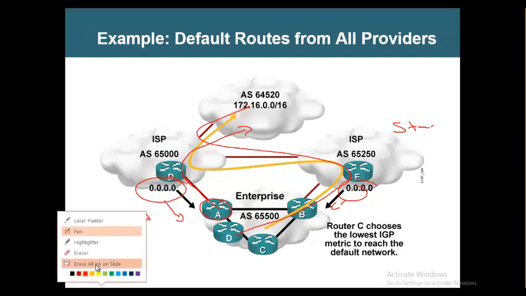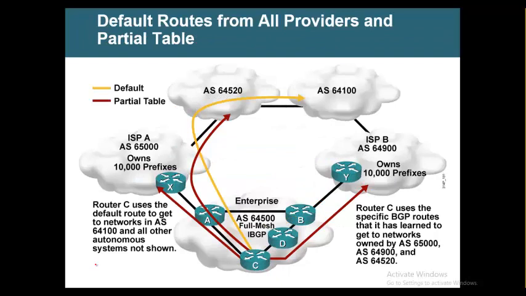Second way is learning partial routes. Meaning, for some well-known destinations, you allow the routes to come in. Say, for example, 10,000 prefixes learned from ISP A and ISP B. Only 10,000 prefixes, you have a clear, very precise route in the routing table. For the rest, you're going to use the default route. So the yellow line is the default route. You have reachability to the entire world, but for a few destinations, you have a very clear route. When you have a clear route with proper metric, you can take fine-tuned path selection.